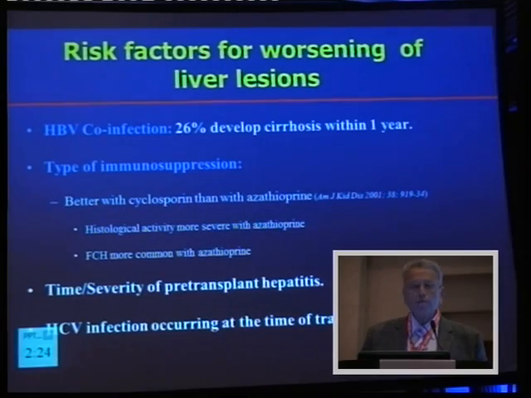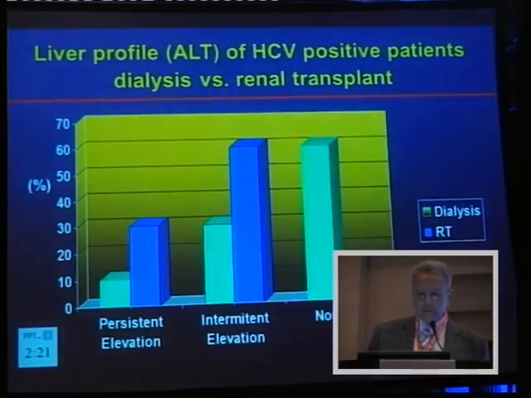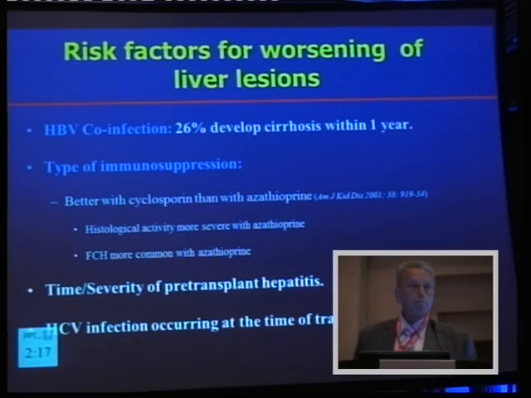What are the risk factors for worsening deterioration of the liver function after transplantation? The most important is the persistence of hepatitis B virus. 26% of these patients develop cirrhosis within 1 year. The type of the immunosuppression: better with cyclosporin than with AZA or monoclonal antibodies. Histological activity is more severe with AZA. Fibrosing cholestatic hepatitis is common with AZA. Also the timing and activity of pre-transplant hepatitis, and that's why it is important to screen these patients post-operatively.